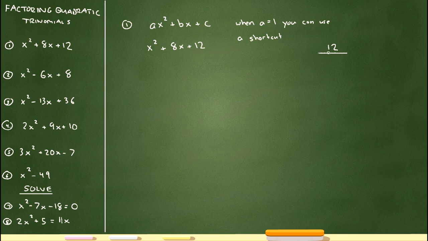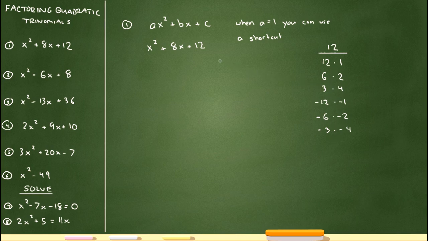So we write down our 12. Now what are the factors of 12? Let's just write them down. After a while you could probably do this in your head fairly quickly, but 12 could be written as 12 times 1, or 6 times 2, or 3 times 4. We also have negatives too. 12 could be written as negative 12 times negative 1, negative 6 times negative 2, and negative 3 times negative 4. Okay, so I believe that's all the factors.